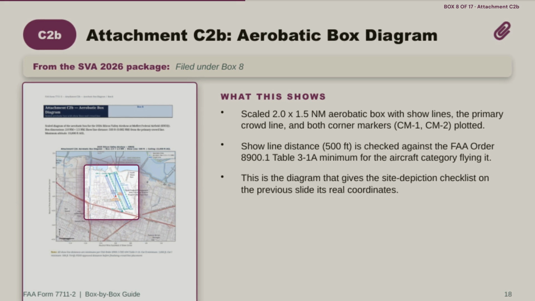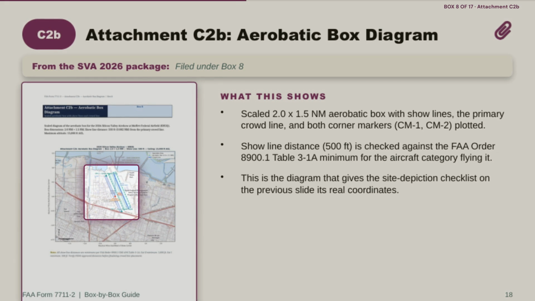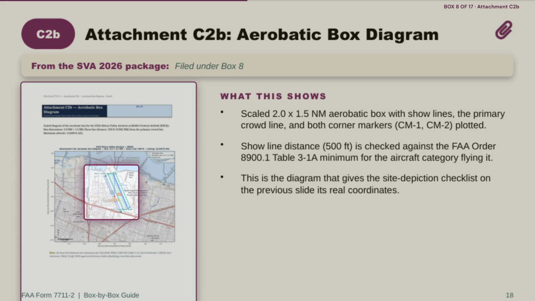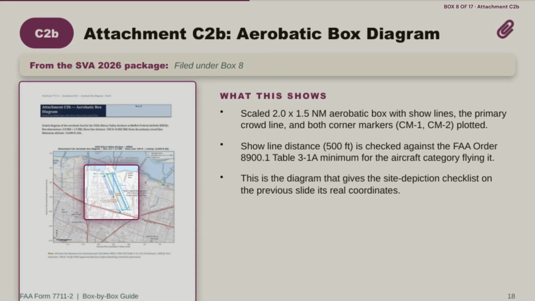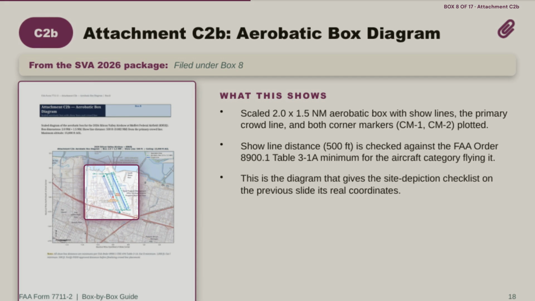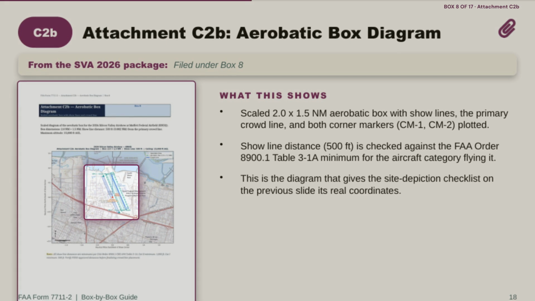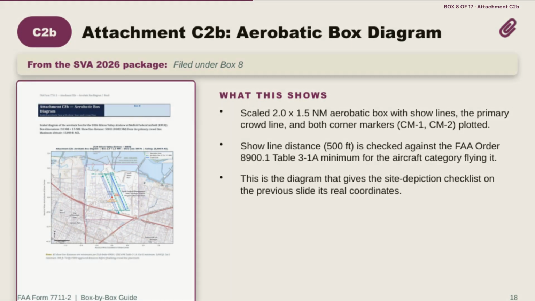One detail that should catch your attention operationally: the 500-foot show line distance isn't arbitrary. It's checked against the minimum distance in FAA Order 8900.1, Table 3.1a, for whatever aircraft category is actually flying that line. This is the diagram that turns the checklist from the previous slide into real, usable coordinates. Where that last slide told you what categories of information the site depiction needs to contain, this attachment is where those categories actually get drawn out with hard numbers you can verify against the order.